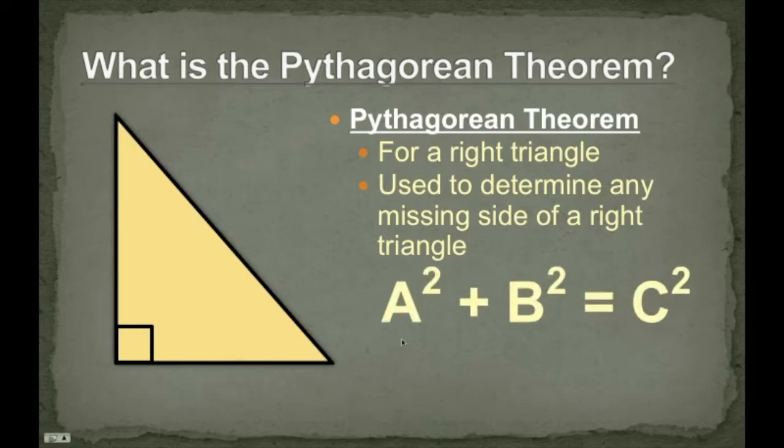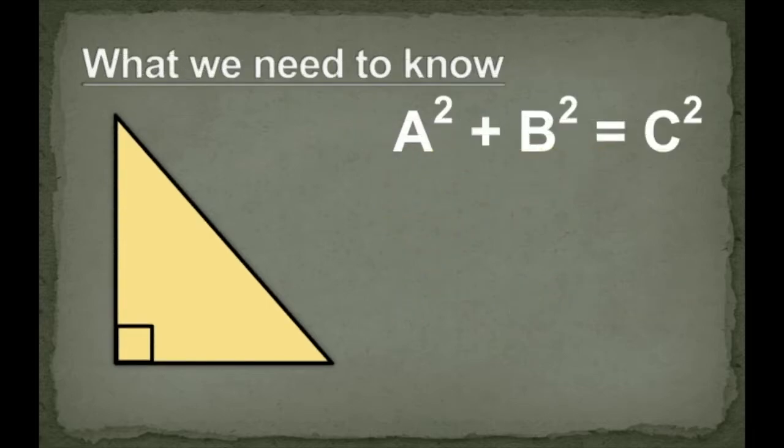It says that a squared plus b squared equals c squared. And a lot of people just wonder, what does that even mean? Because they don't know what a represents, what b represents, and what c represents. Well, it's pretty straightforward. If you know what they represent, you'll have no problems at all. A squared plus b squared equals c squared.